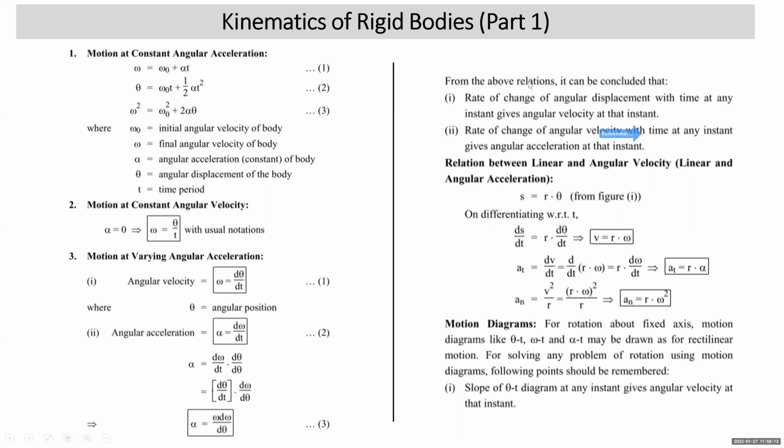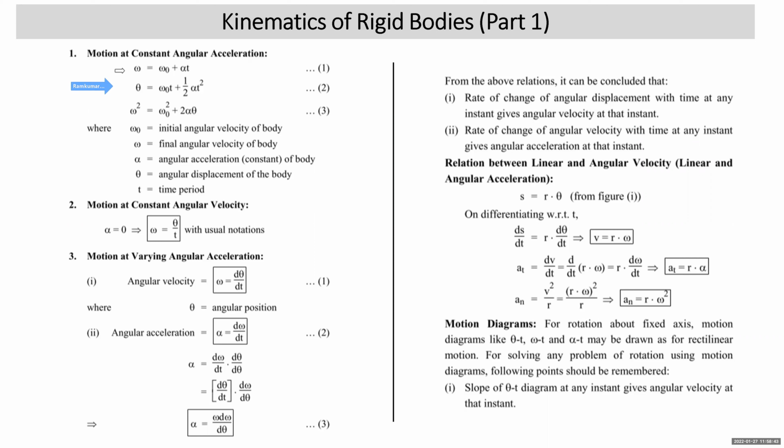Now, first we consider rotary motion at constant angular acceleration. As students, there are three equations of motion of rectilinear motion at constant acceleration: v is equal to u plus at, s is equal to ut plus half at square, v square is equal to u square plus 2as. On identical lines, there are three equations of rotary motion at constant angular acceleration. When the rotary motion is at constant angular acceleration, we can use three equations of motion.